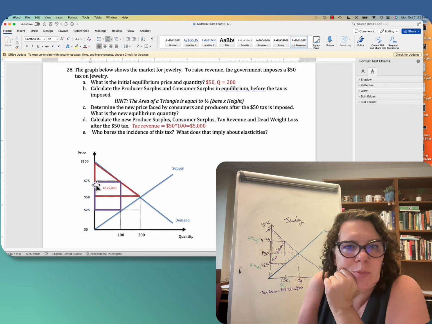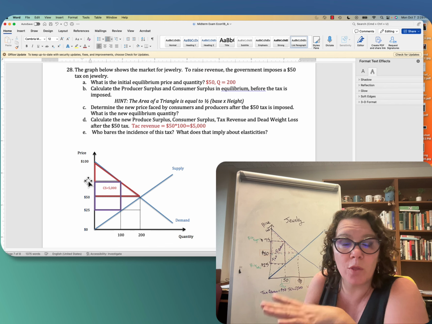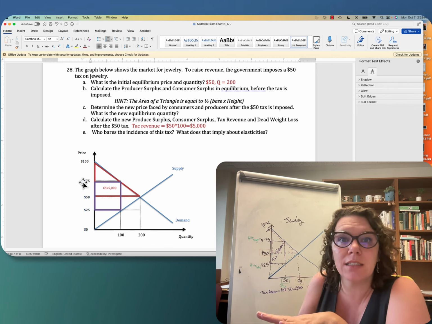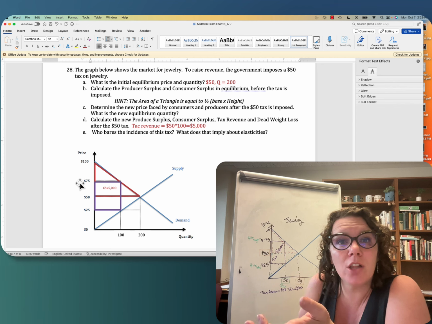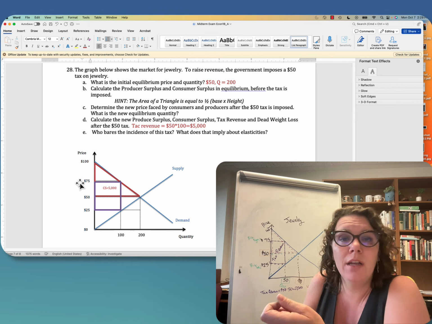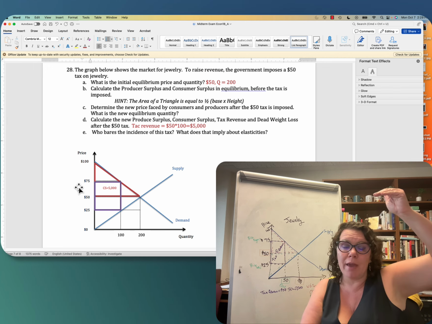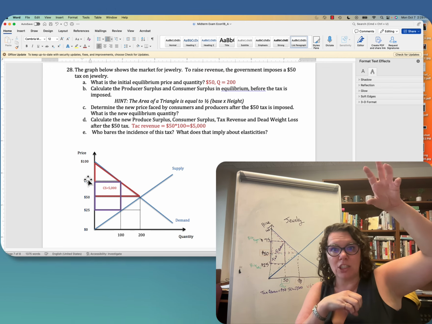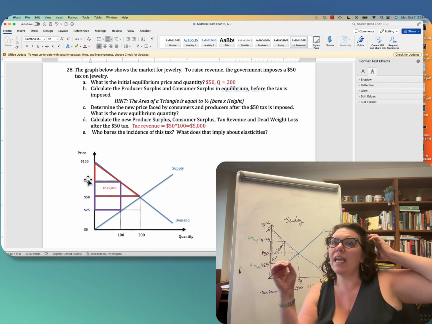Because otherwise we need to find those $50, right? Before, consumers and producers were both paying and receiving $50. We had an equilibrium. There was no tax. When the government says they want $50 for every transaction that happens, it has to come from somewhere. And so it's not just that consumers pay more, it's also that sellers get less. And the difference between the price that consumers pay and the price that sellers get is that $50.